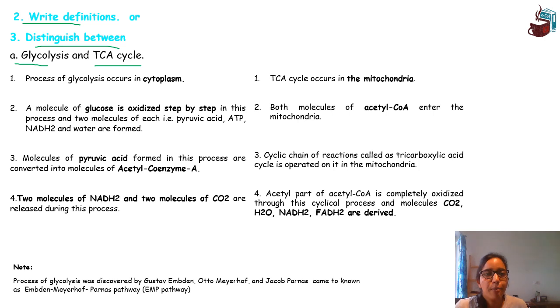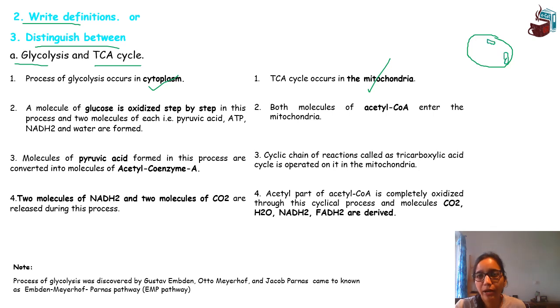Let's see. Process of glycolysis occurs in cytoplasm. TCA cycle occurs in mitochondria. If you remember that blue image in the very first slide of this particular chapter series, something like that, and there are these small things like that.